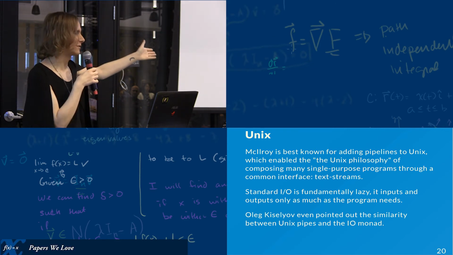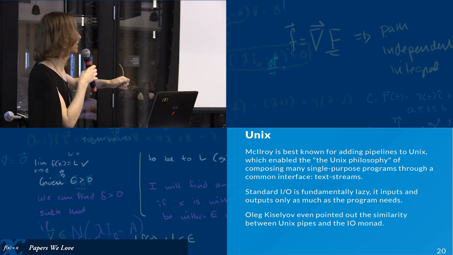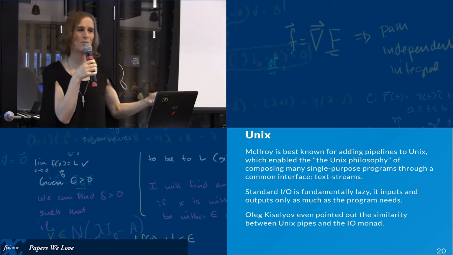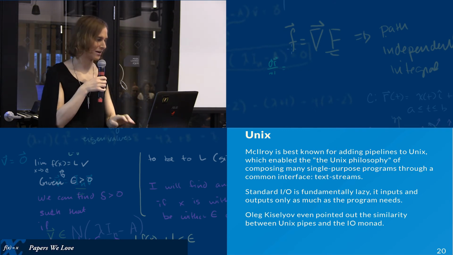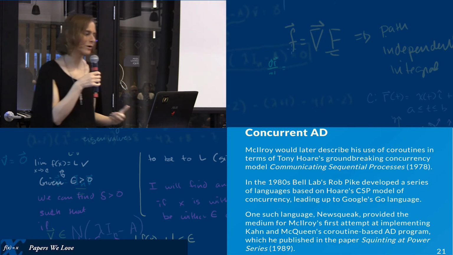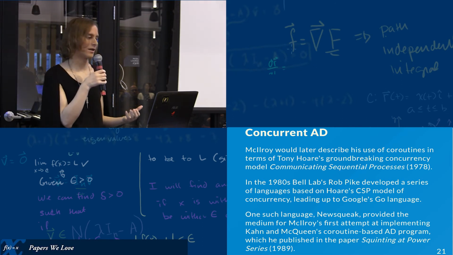Oleg Kiselyov, who, if you're in the Haskell or OCaml world, you must surely be familiar with, went as far as to point out that Unix pipes are very similar to I/O monads in terms of dealing with effectful computation in a lazy manner. And McIlroy spent some time in Oxford, actually, around the time he wrote that prime sieve, to try to learn some theory behind what they were working on at Bell Labs.